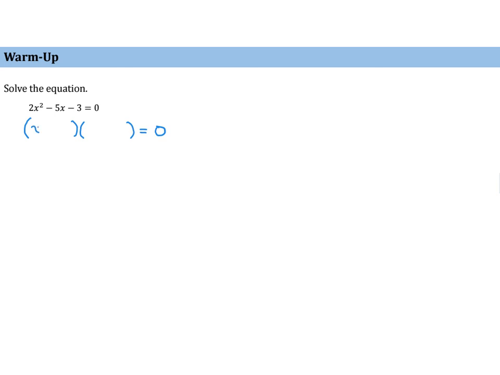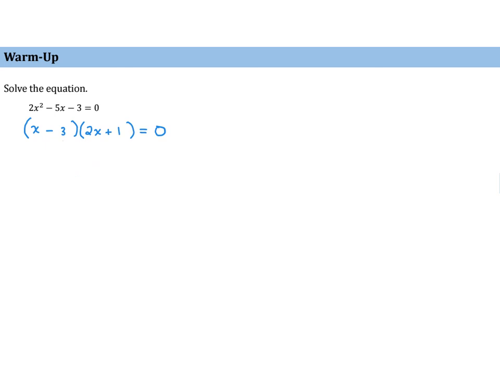2x squared can be broken up as x and 2x, and then negative 3, the signs will be opposite. So let's try minus and plus, and let's try 3 and 1 like this, and you'll notice that if we check the outer and the inner, we get negative 6x and positive x, and so that would give us our negative 5x in the middle. So it does indeed factor into these two quantities.